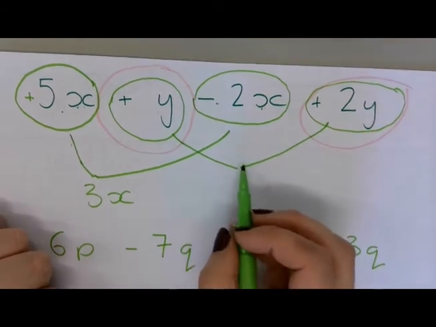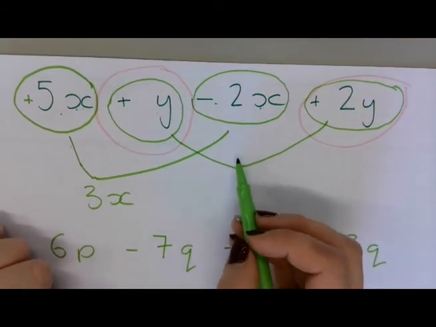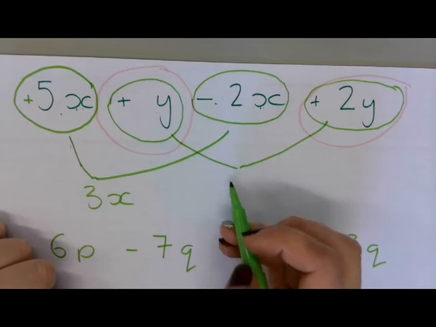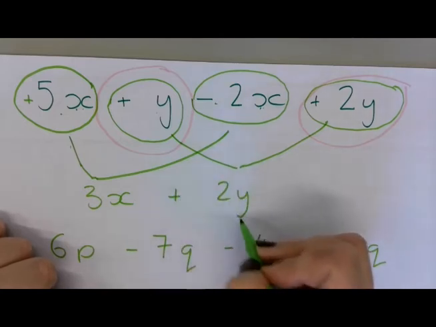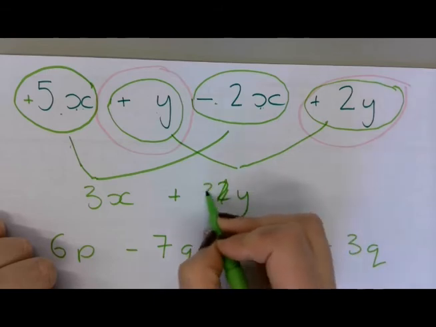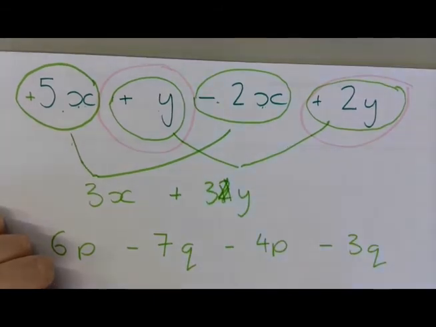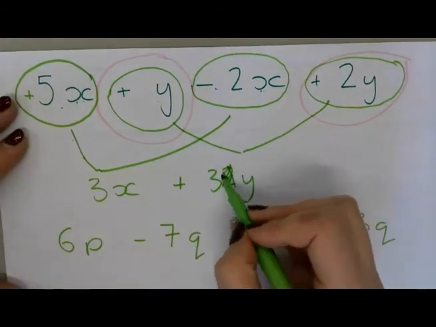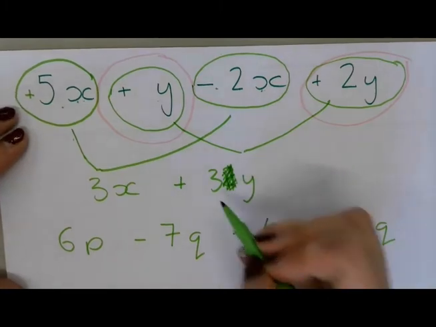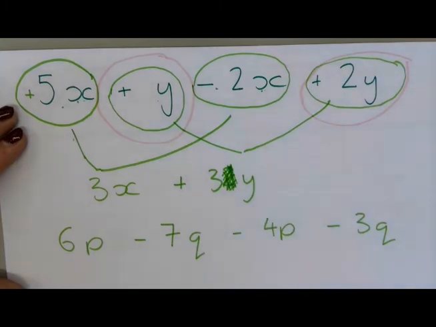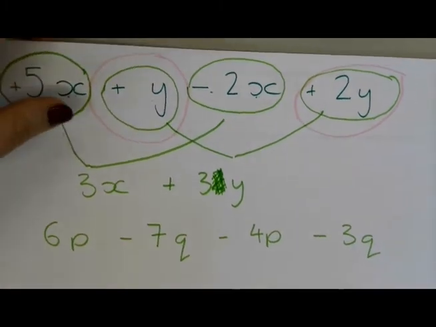Now I didn't say negative 3y. Because I didn't say negative, we know it's positive, so we pop a plus sign in there. 3x plus 3y, because I didn't say negative, and that's the best way to approach these. If you don't say negative, then it's positive, so it goes with a plus sign. Right, there's one more of these to try.